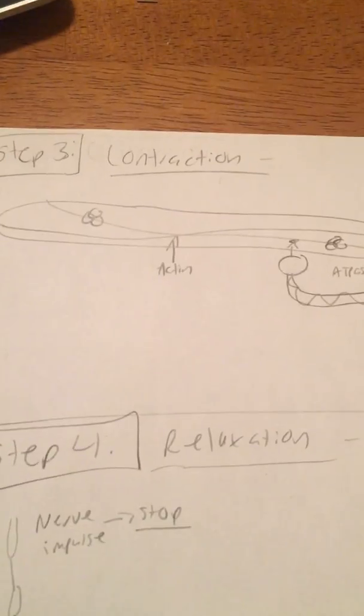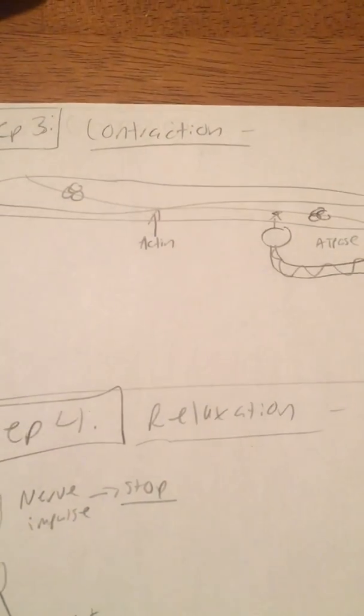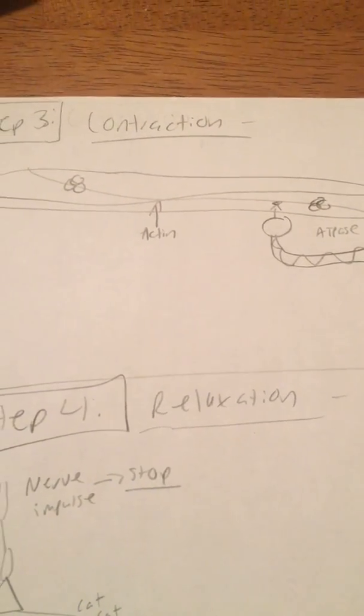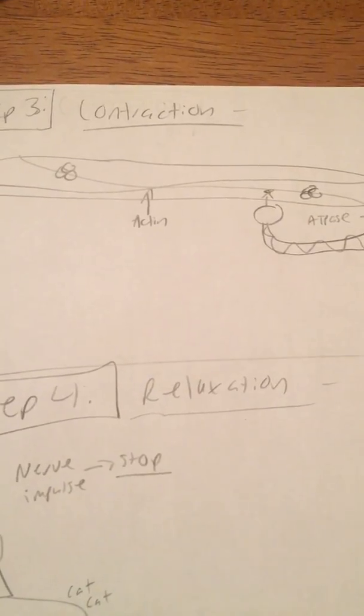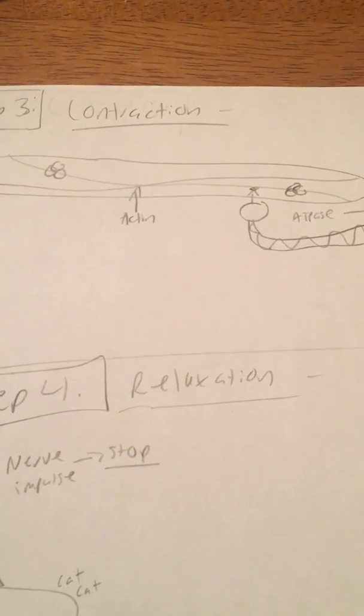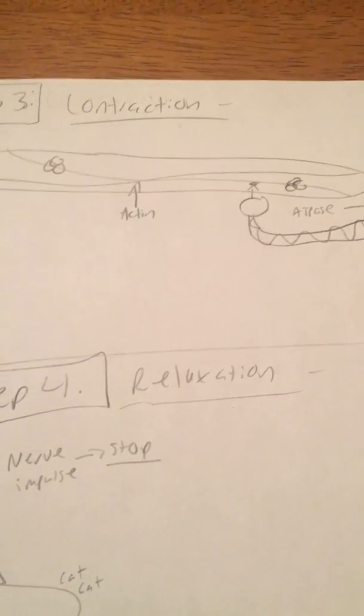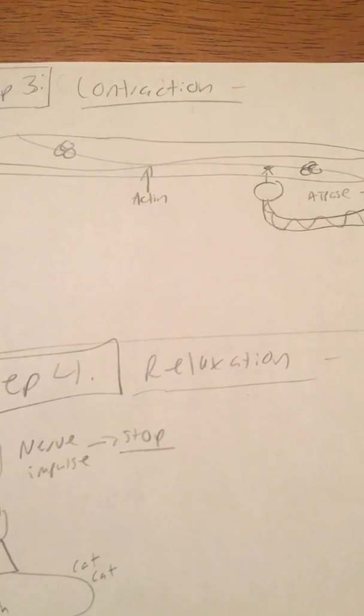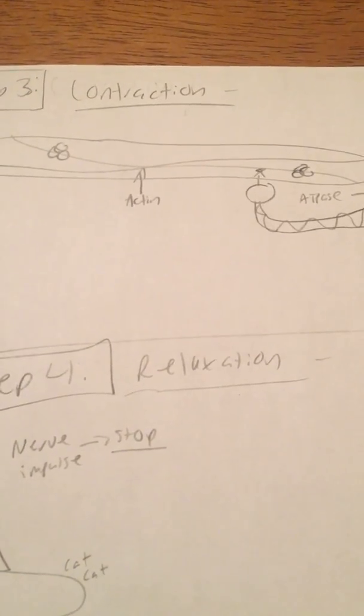In step 3, we have contraction. Here, the myosin head uses ATPase to break down ATP for energy. With that ATP, the myosin head extends up to the actin and attaches to the binding site. This is called the cross bridge.